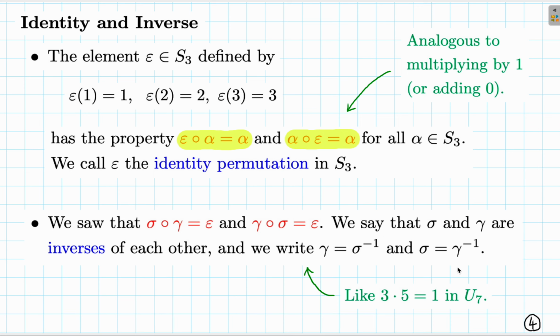This relationship is very much like saying 3 times 5 is equal to 1 in Z7. 3 and 5 cancel each other out under multiplication, and we can think of sigma and gamma canceling each other out under composition because their composite, or product, is the identity element epsilon.